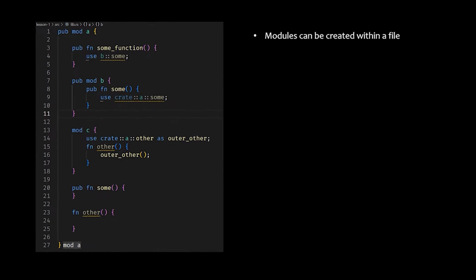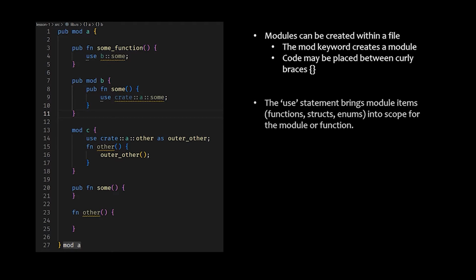A module layout. Modules are created within a file, or they can be created in separate files, and we'll get into that as we start organizing our project in more detail. The mod keyword creates a module. The code may be placed within the curly braces. It can also be in an external file, and the module just referred to as a module, and we'll get into how that's done as we organize our project.